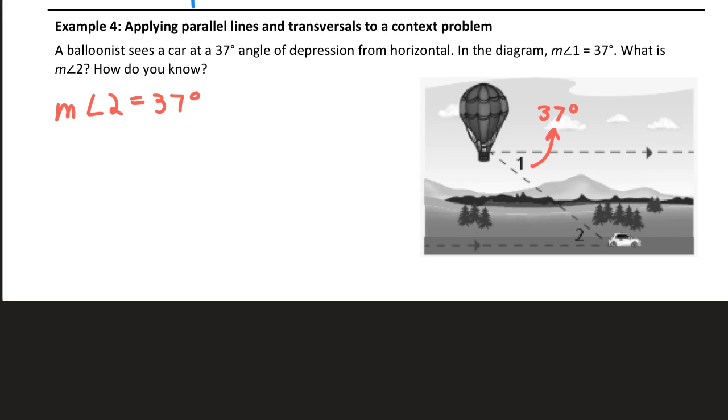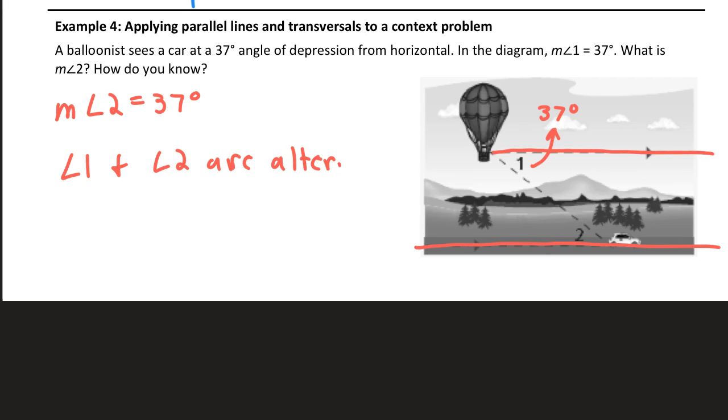And the reason I know that, if we look at this as two parallel lines, the ground and the line of sight, if you're looking straight off from the balloon, those are parallel, and you've got a transversal. That makes angle 1 and angle 2 alternate interior angles, making them congruent. So again, it's about knowing the properties, but also applying them. So naming and applying the properties.